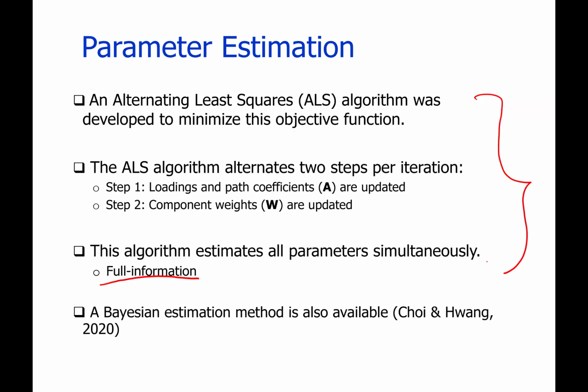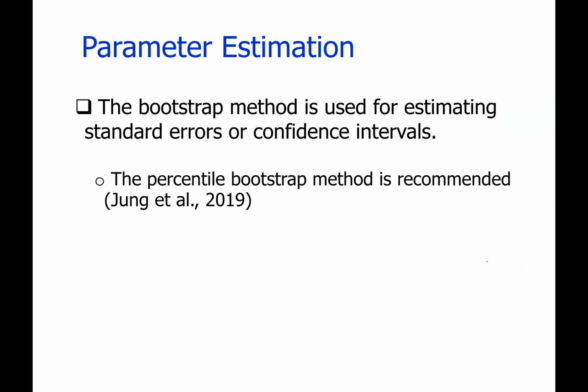Okay, and so here, when you estimate the parameters in GSCA, we don't impose any distribution assumption such as normality on indicators. So this parameter estimation procedure is distribution free, which is nice, but at the same time, this is why you also use the bootstrap method for estimating the standard errors or confidence intervals of parameter estimates. And particularly, we're going to use the percentile bootstrap method to get these standard errors and confidence intervals.